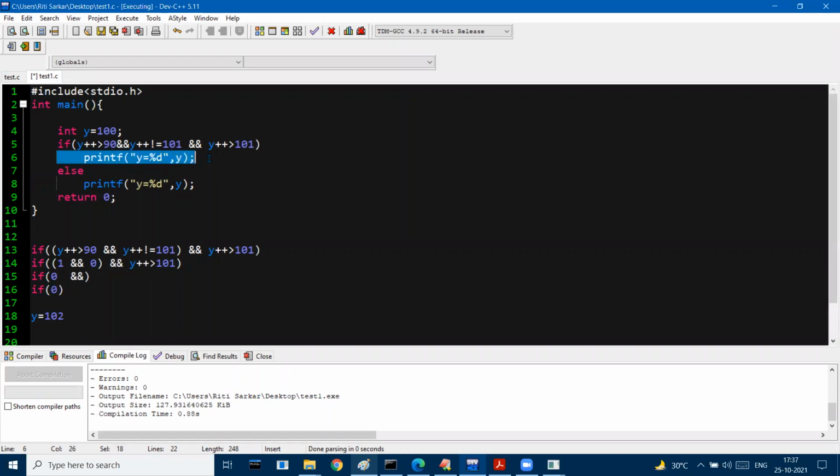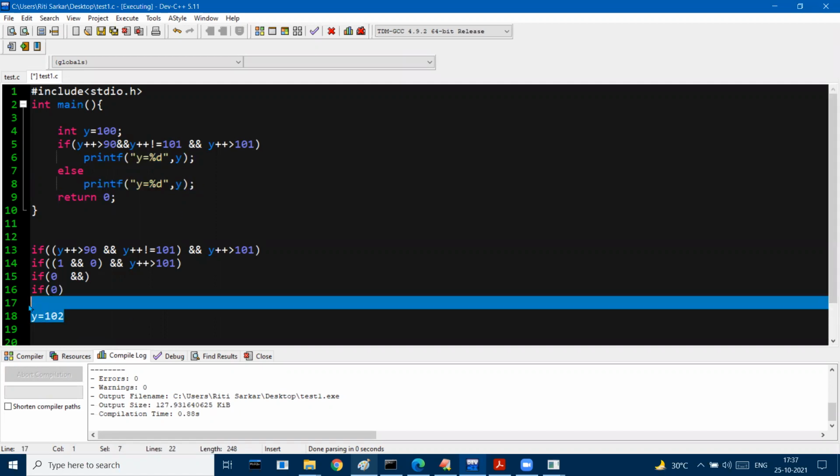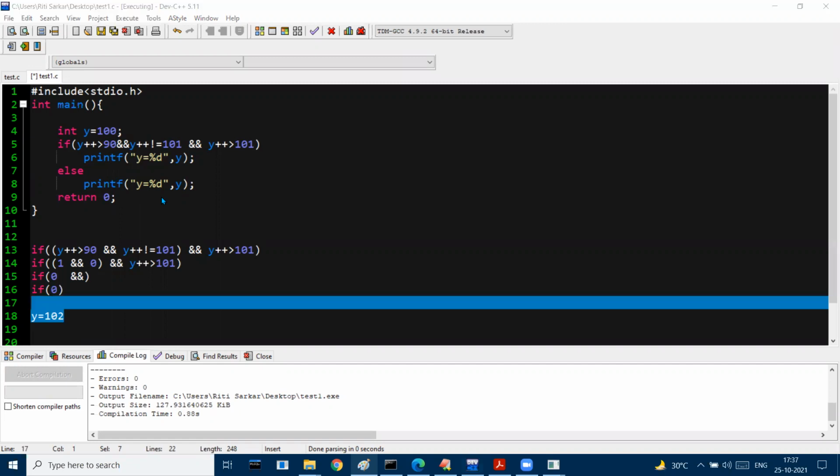So that means this printf will not execute. Control will come to where? This printf. And y value will be printed. What is the y value? 102. What value of y is going to print? 102. Let's see.